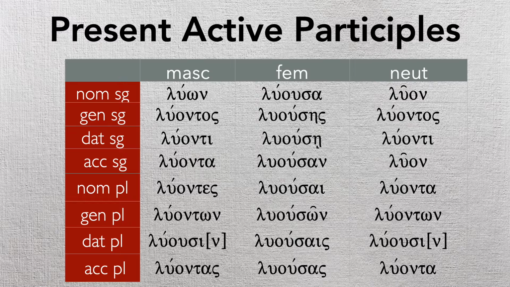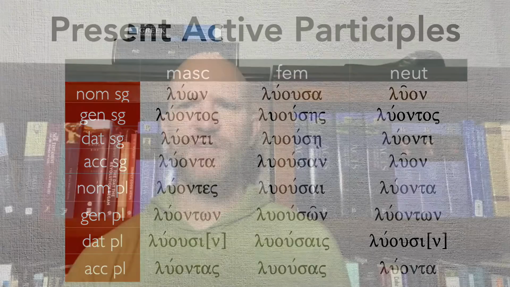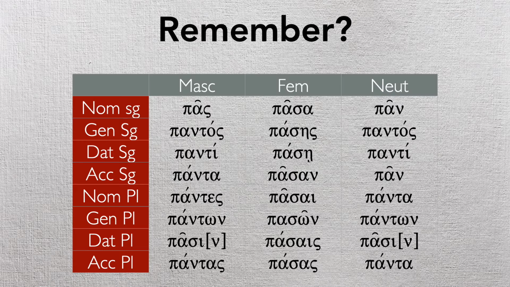And then the neuter looks very much like the masculine, except it's different in a few places. Nominative singular and accusative singular, and then nominative plural and accusative plural, but notice it's luonta, like the accusative singular. So I don't know if you remember this word that we learned back in the day, about chapter 10 or so. It was pas. Do you remember this? Here's what the paradigm looks like. Pas, pantos, panti, panta, right? It means all, each, or every, okay, depending on how it's used.